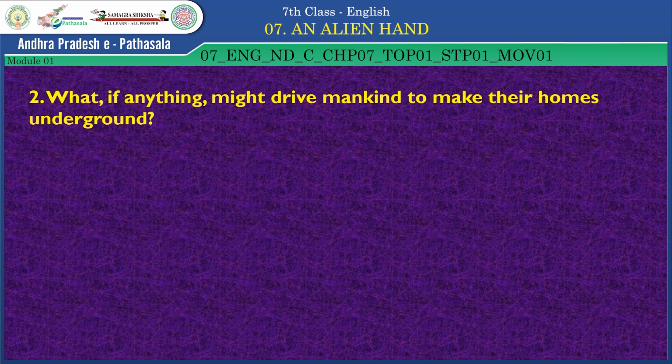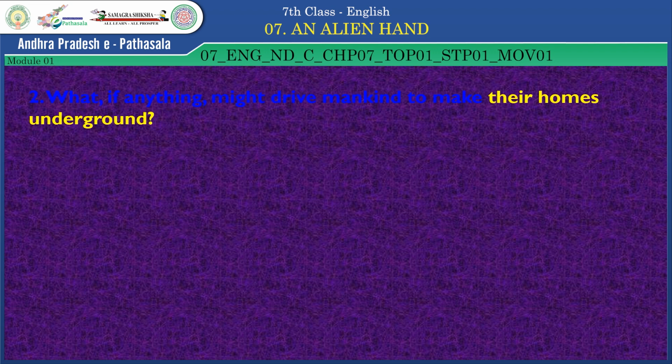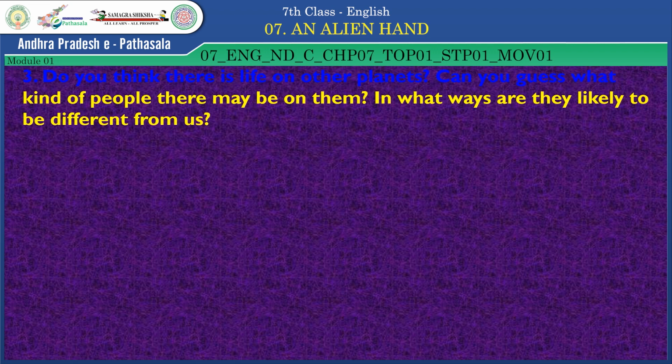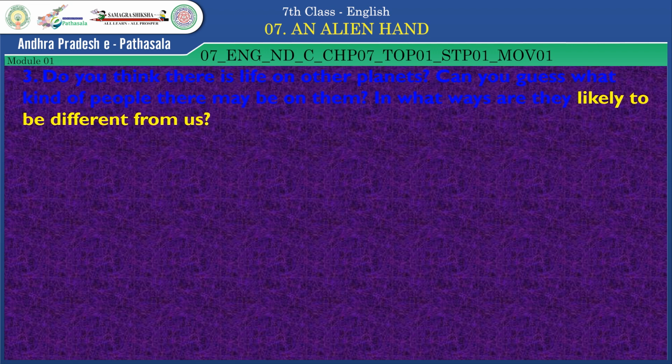Topic number 2. What, if anything, might drive mankind to make their homes underground? Topic number 3. Do you think there is life on other planets? Can you guess what kind of people there may be on them? In what ways are they likely to be different from us?